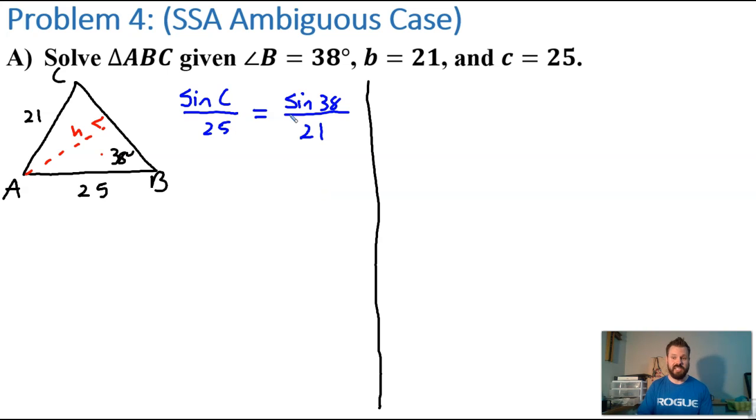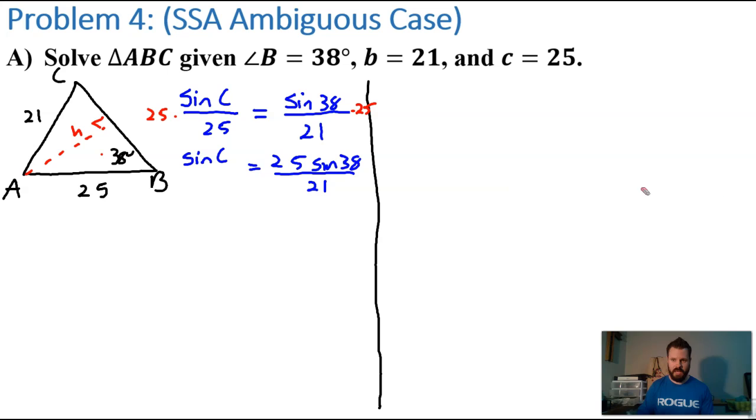Okay, and we want to get this c by itself. So first we'll get rid of the 25. I'm going to multiply both sides by 25 here. And that will give me sine of c over 25 is equal to, we can say 25 sine 38 over 21. Whoops, and we got rid of the 25.